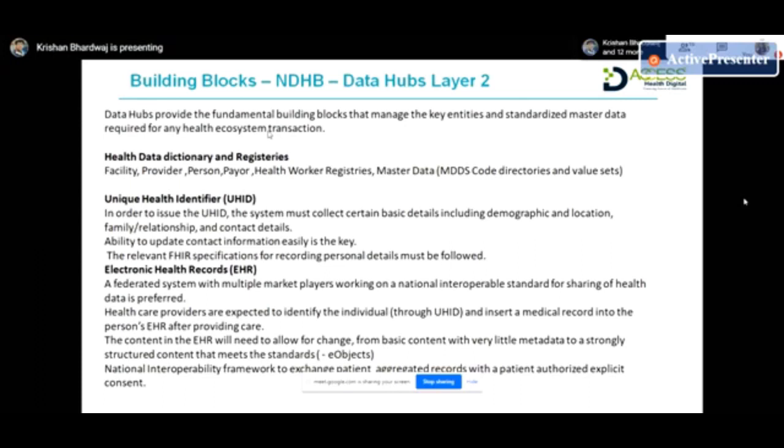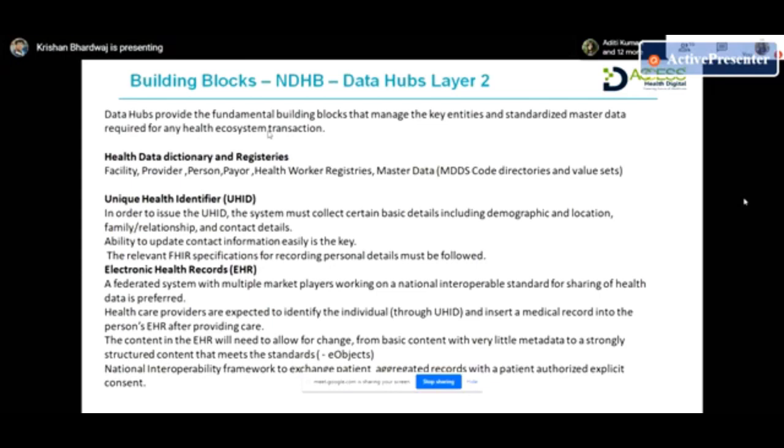For this, there are three things NDHP talks about. One of them is the health data dictionary and registries. Primarily, in the health data dictionary, they talk about all the standards related to code directories, master data, and metadata, which is the MDDS work we are already doing. And then the registries are the source of all identifiers. We have already spoken about the different registries required at the national level.